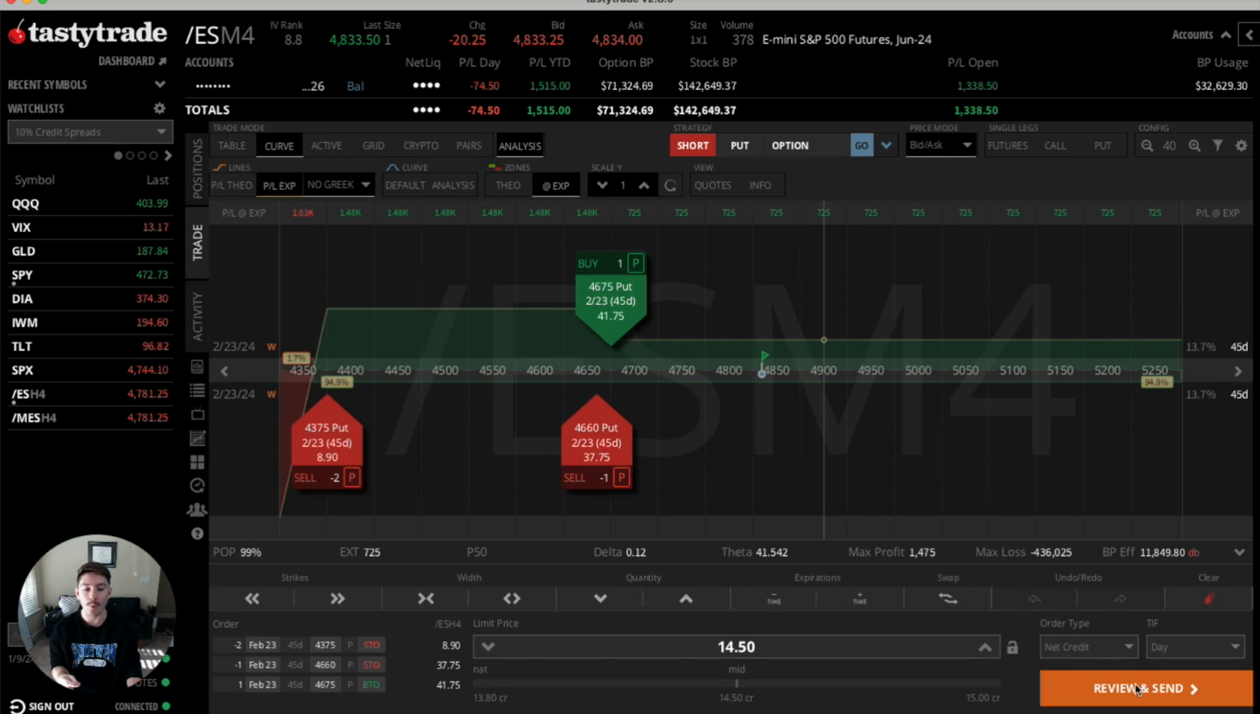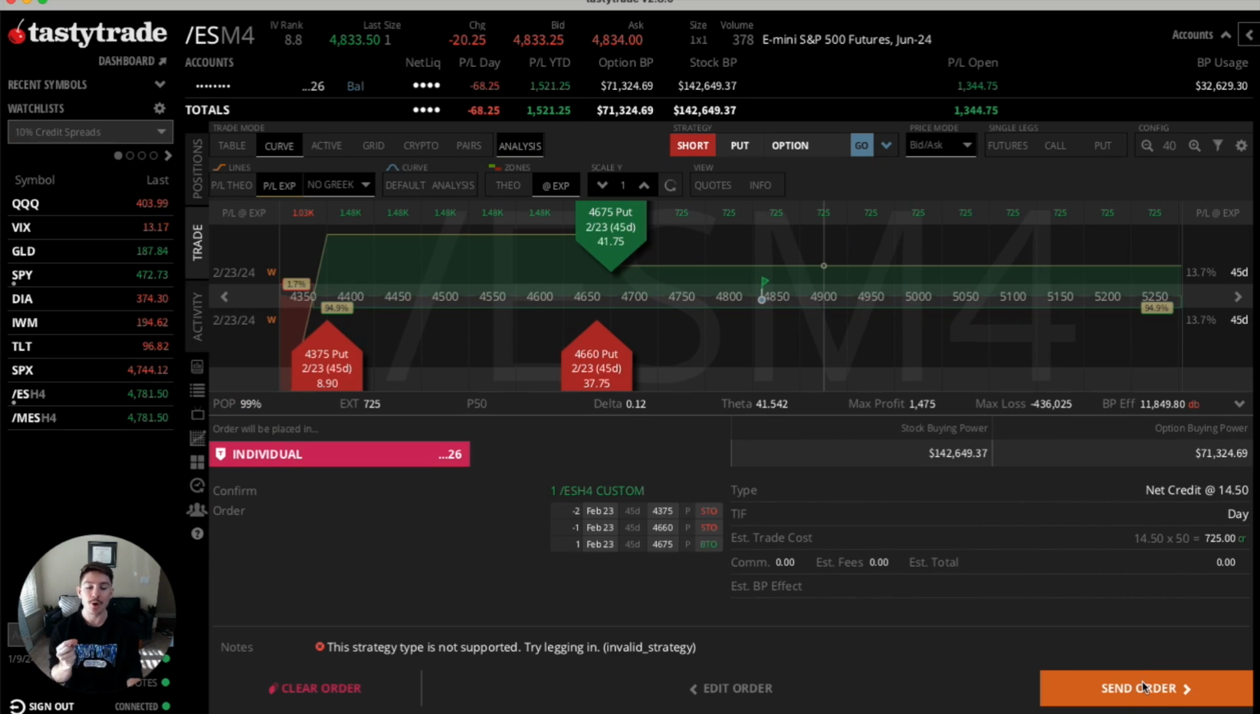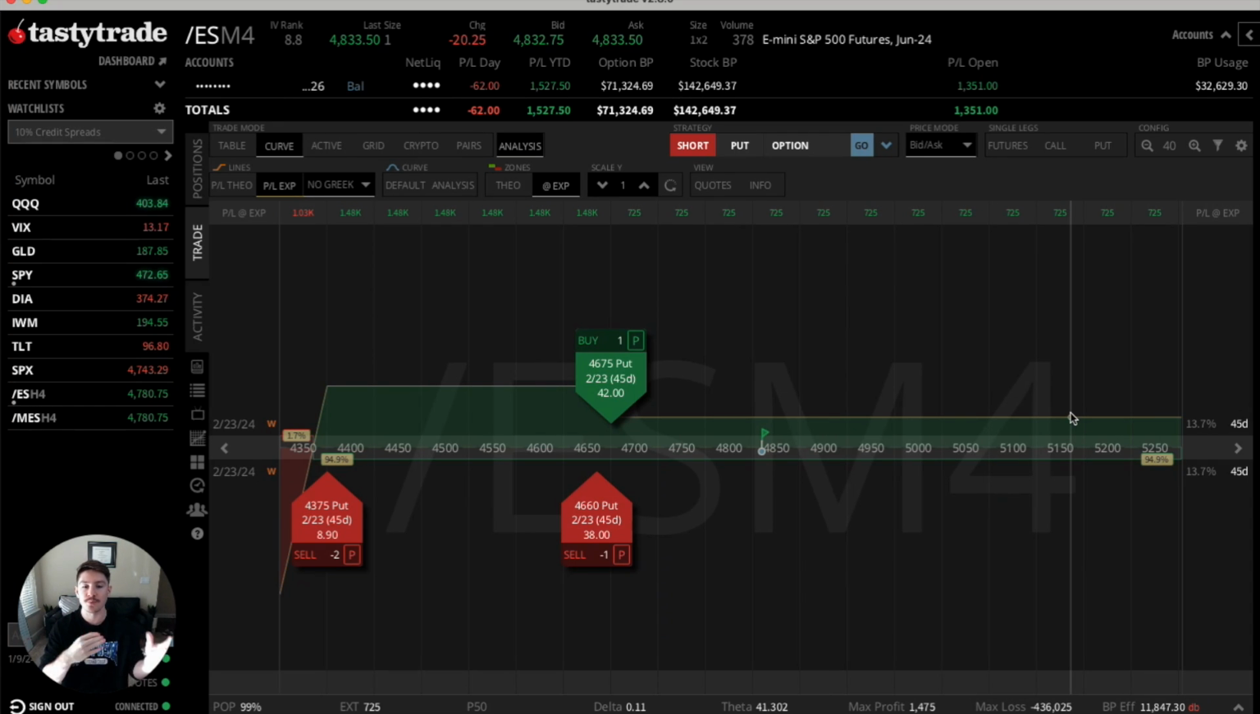Now, if you just go in and you click review and send, and you try to put in this order, it'll say this strategy type is not supported. Try legging in. The futures market, the CBOE, does not allow these complex orders to go through into the market. So you have to do the trade in 2 parts. Now, if you look at this trade, what are the 2 parts? Well, you can see right here we're selling puts. That's one trade. And another trade is this combined put debit spread. So this 112 is made up of selling puts as one trade and a put debit spread as the second trade. So let's split those up.